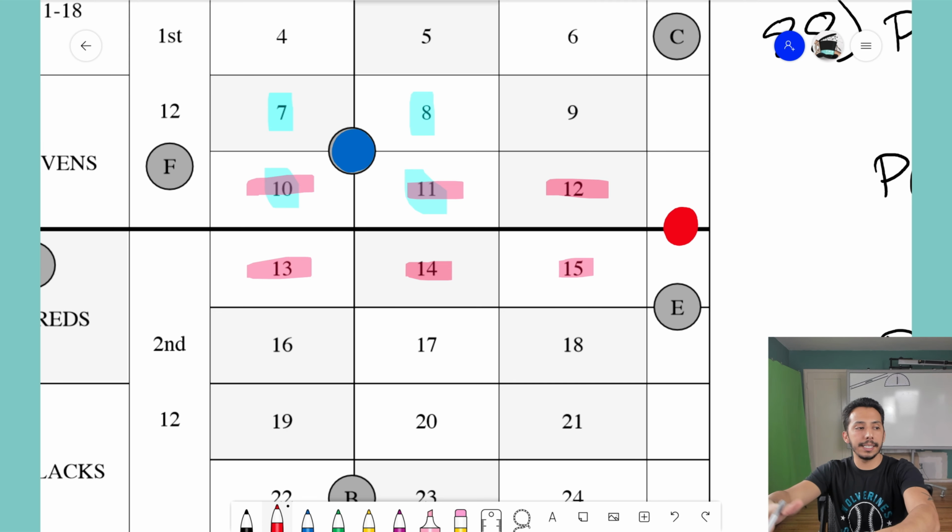My question to you guys is, what numbers will let him win both? What numbers will allow him to win both bets? What do we think?